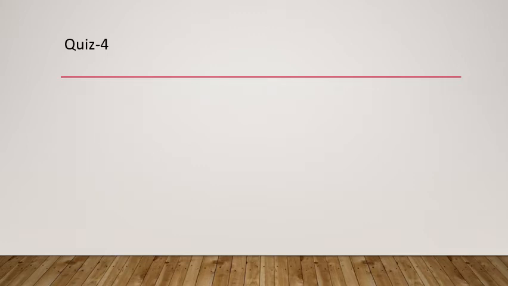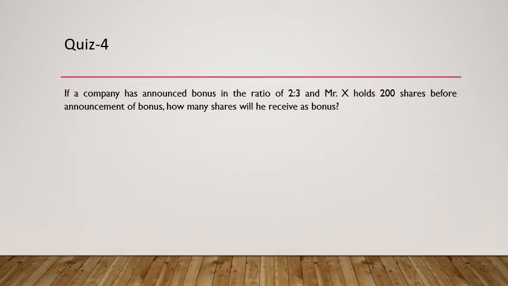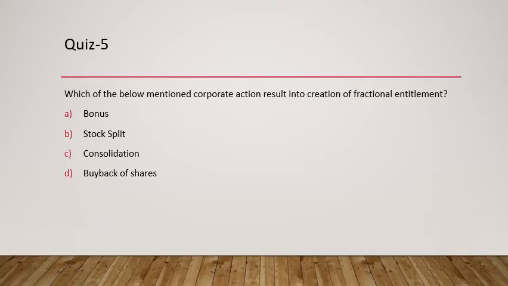We move on to the fourth question, where there's a question which says if a company has announced bonus in the ratio of 2:3, which means you will be getting 2 shares for every 3 shares held, and Mr. X holds 200 shares before announcement of the bonus, how many shares will he receive as the bonus? So you have 4 options here. The answer for this is obviously 133, but if you want to know the working of it, which I have not shown in this particular video, you can write to the email ID which will appear at the end of the video. So let me quickly move on to the next question.